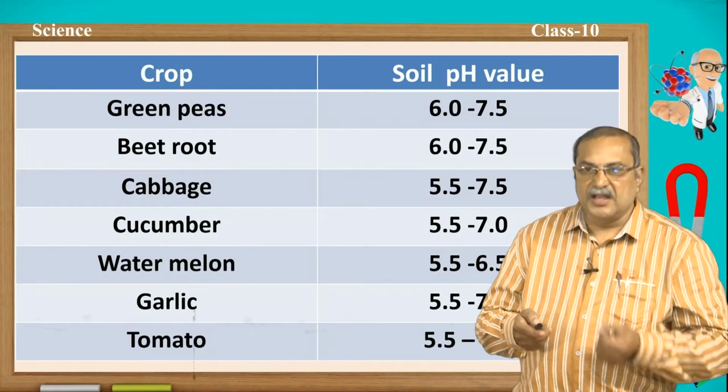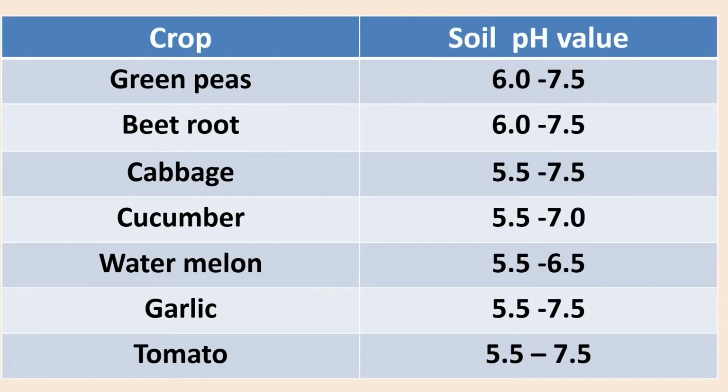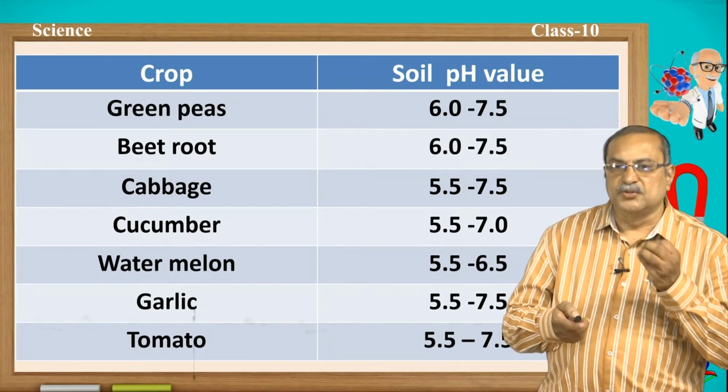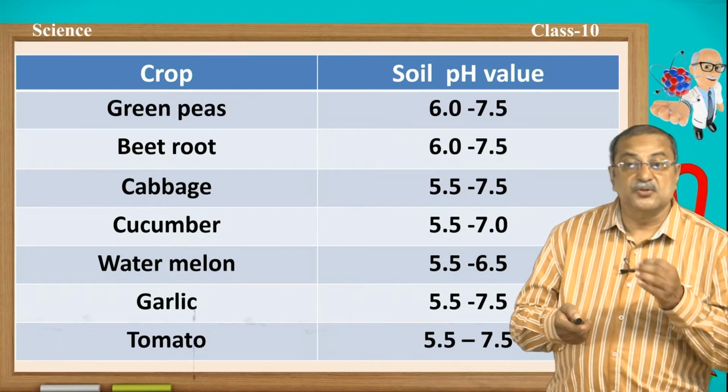The crop and the soil pH value suitable for growth: green peas, 6 to 7.5. Beetroot 6 to 7.5, cabbage 5.5 to 7.5, cucumber 5.5 to 7, watermelon 5.5 to 6.5, garlic 5.5 to 7.5, tomato 5.5 to 7.5. Like that, each and every crop has some pH values to grow properly.